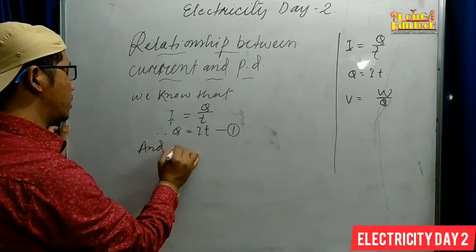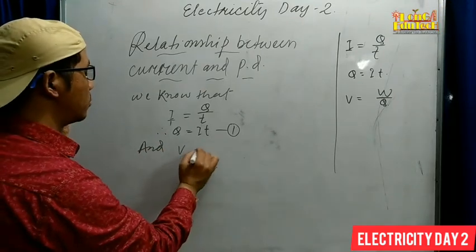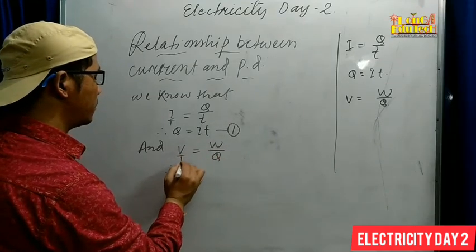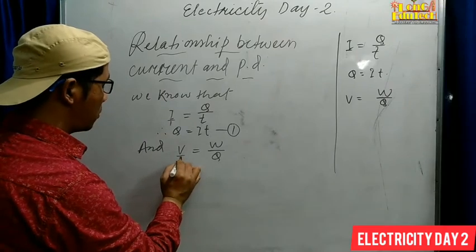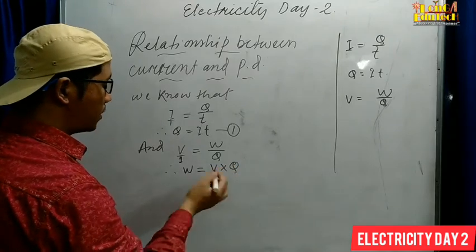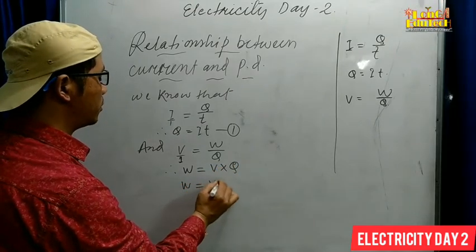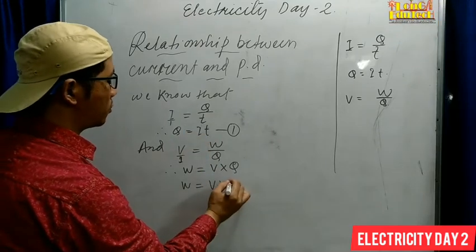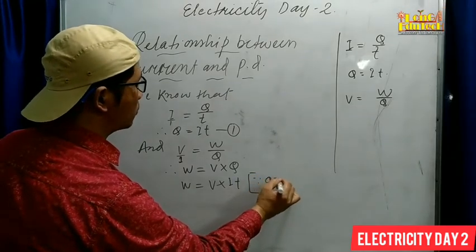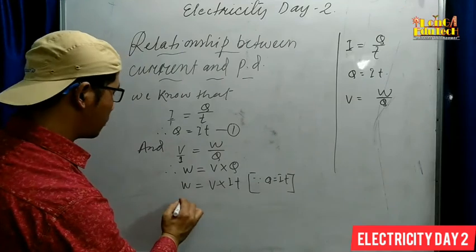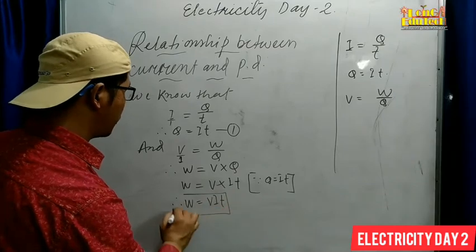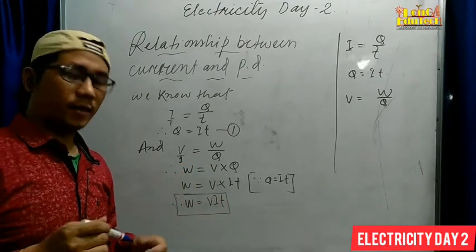Also we know that V, the potential difference, is equal to the work done for moving a unit charge. By cross multiplying again, we get W, that is work done, is equal to VQ. Now the equation comes like this: W is equal to V into Q, and from equation 1, instead of Q we write IT, since Q is equal to IT. So the work done equation comes as VIT. This is a very important equation, so you have to keep it in mind.